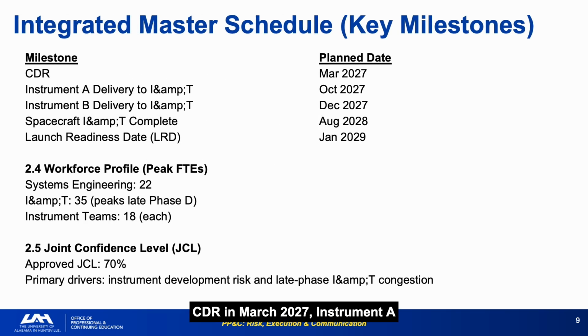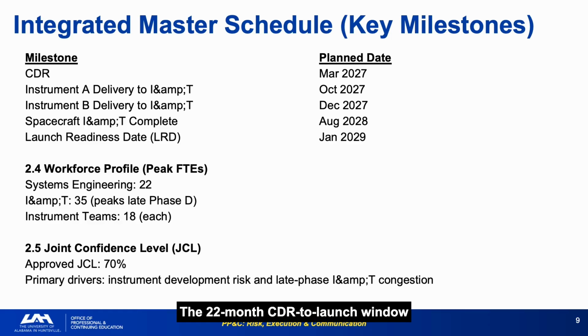CDR in March 2027. Instrument A delivery to INT in October 2027. Instrument B in December 2027. Spacecraft INT complete in August 2028. And launch readiness in January 2029. A 22-month window from CDR to launch with very limited float.